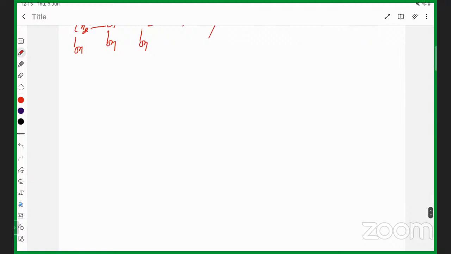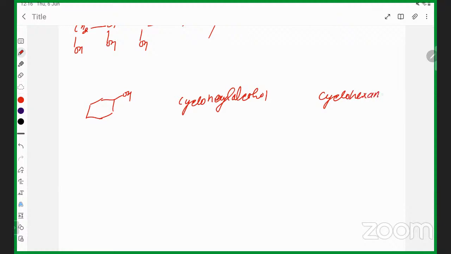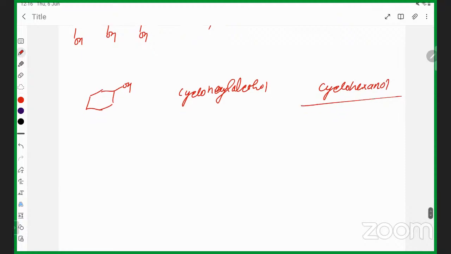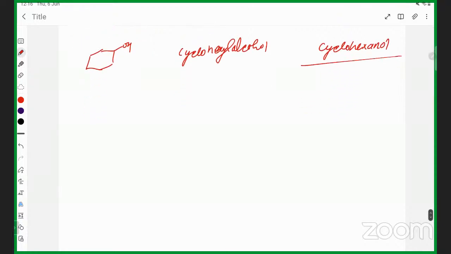If I will write one more example, one last. This is OH. Common name is cyclohexyl alcohol. But IUPAC name, if you are writing, cyclohexanol. Cyclohexanol. So this one you kindly memorize, whatever the things.